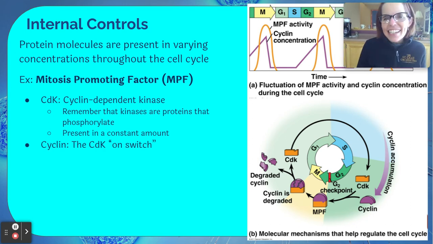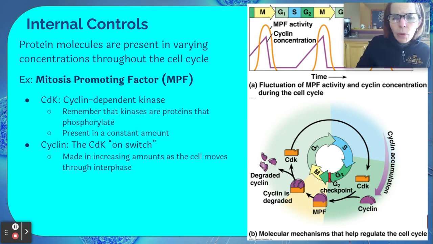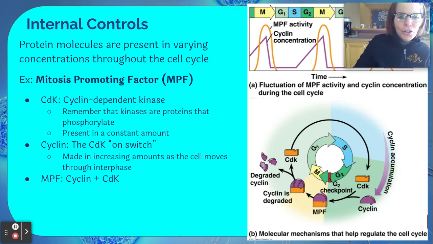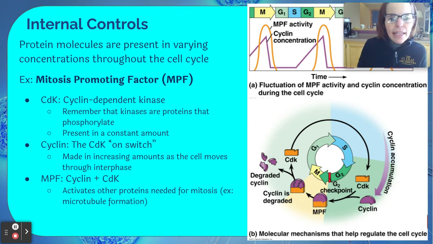Okay. CDK is activated by a molecule that's called cyclin. So look for cyclin. It pops up. It's purple. And as it accumulates, it starts triggering more and more of the CDK. It fits with the CDK. When the two are together, it now has a new name, and it's called MPF, mitosis promoting factor. So it's the cyclin and the CDK together.